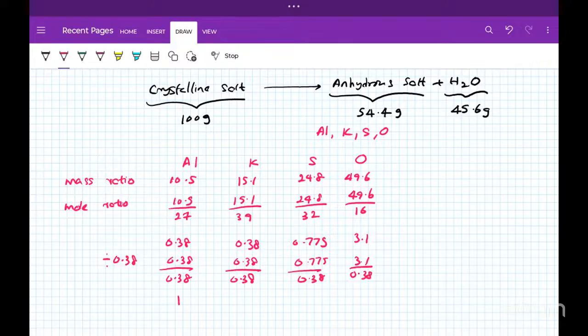So this is 1, this is 1. They are saying this is 2 and this is 8. I think this should be correct. Yes.